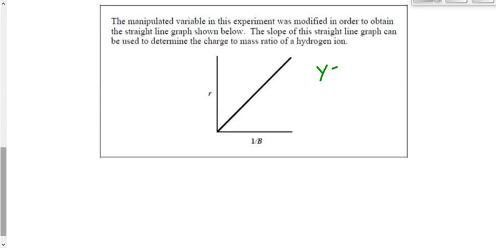So when you look at this, basically we say y is equal to mx plus b, right? Well, y is r, and m is slope, and x is 1 over B. So that gives me my relationship. R is inversely related to B. Now, I don't know what they're asking for here.